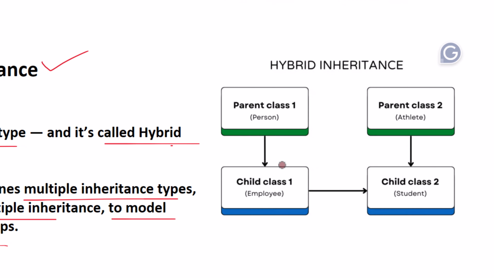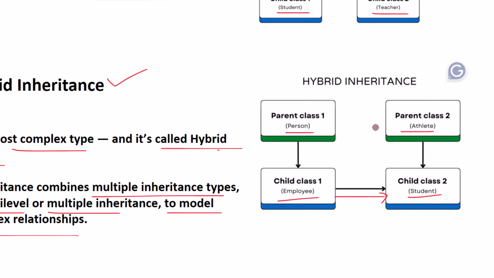Now observe the diagram. On the left we have parent class 1, person and its child, employee. On the right we have parent class 2, athlete and its child, student. And finally, the employee and student classes are somehow connected. Either one inherits from the other or they work together through another class. This creates a blend of multiple, hierarchical and multi-level inheritance, all within one structure.